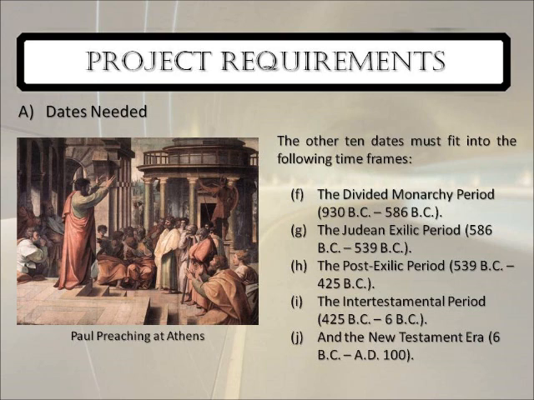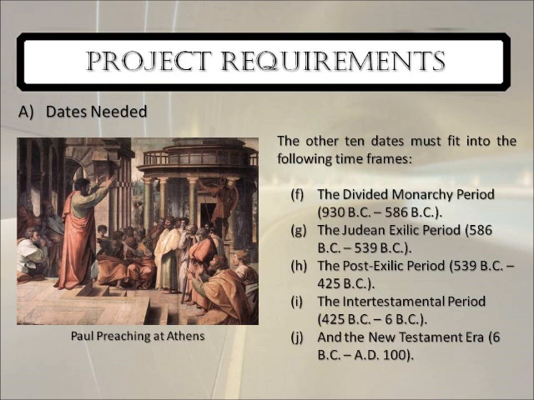For our 6th date that you get to choose, I want a divided monarchy date, sometime between 930 BC and 586 BC. For the 7th date, I would like you to find something from the Judean exile period, sometime between 586 BC and 539 BC. Next, I want you to find a post-exilic date, sometime between 539 BC and 425 BC.